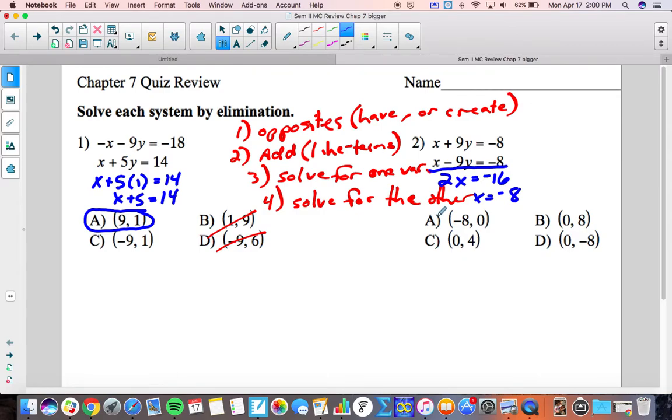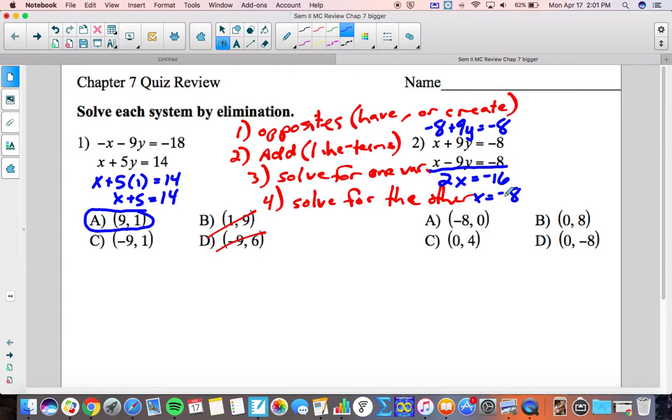Let's just make sure that that works. So I'm plugging in 8 for x, and then really I could solve for y right now. I could subtract. Oops, let's see here, x is negative 8. Holy cow, Mr. P needs some sleep.